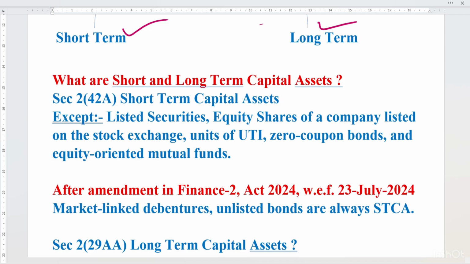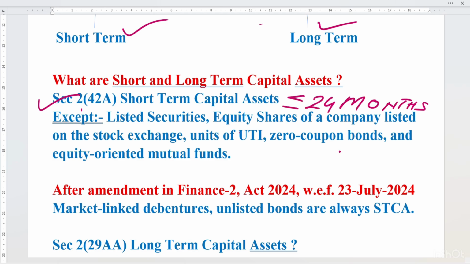Short-term capital asset is being defined. Section 2, clause 42A says short-term capital asset means which are held for a period of 24 months or less. Any asset which is held for 24 months or less is a short-term capital asset.